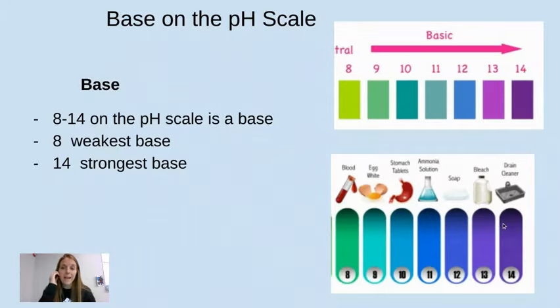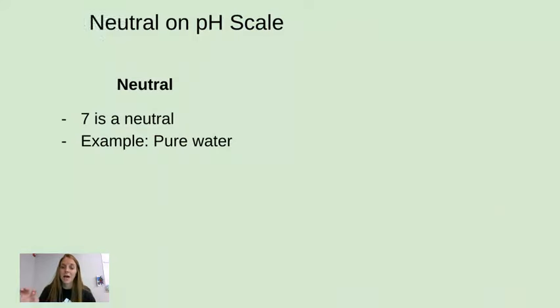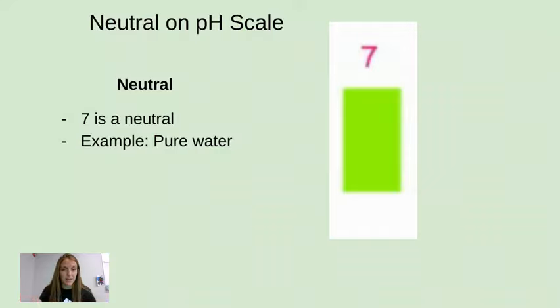There is one number on the pH scale that's considered neutral, which means it's not an acid or a base. A neutral is going to have a number of 7, and it's that limeish green color on the scale. The example of a neutral is just pure water. You don't want to test bottled water necessarily, if it's been filtered in any way. You would want to just be testing pure water, and that would give you a 7 on the pH scale.